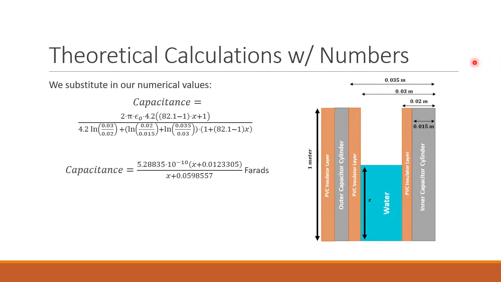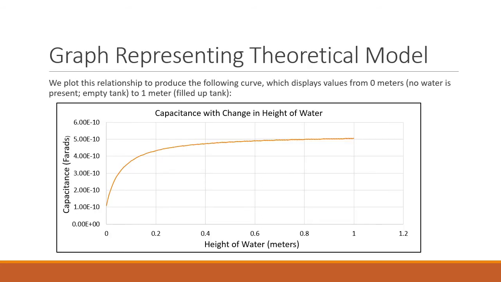The diagram on the right presents the selected dimensions for our design of the capacitive sensor. By plugging these dimensions into our previously formed equation, we produce a function for the capacitance in terms of x, or the height of the water. The following graph presents this relationship of the capacitance in farads as a function of the height of the water in meters. Notice that the capacitance increases as the height of water increases, but this increase slowly begins to plateau.